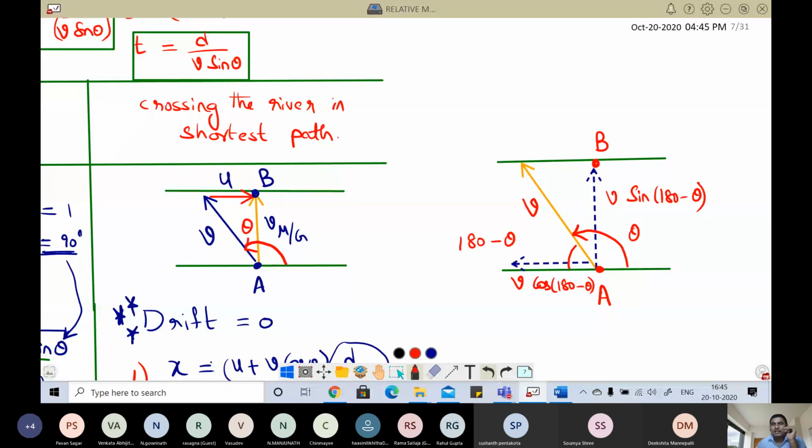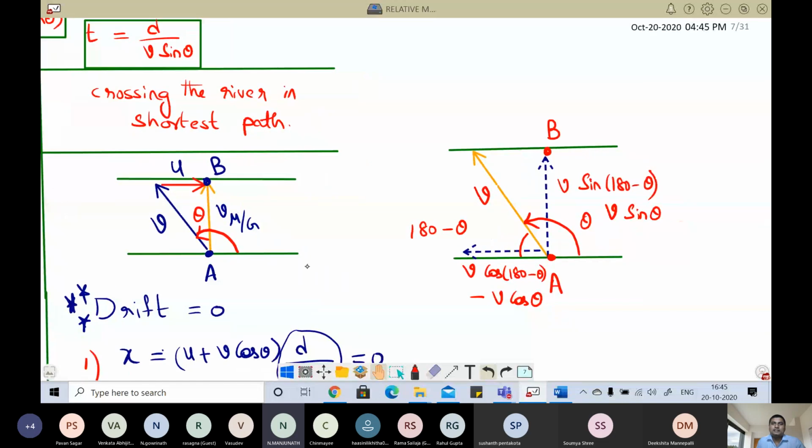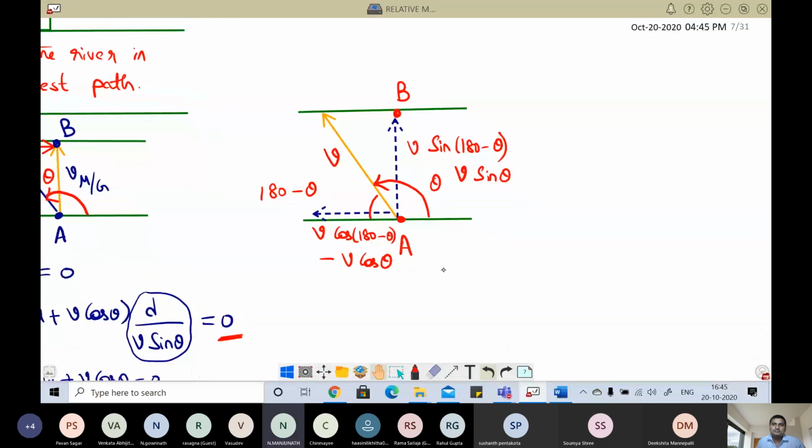Minus cos theta. Minus cos theta, very good. Okay, so therefore I'll write this as minus of V cos theta. And what is sin of 180 minus theta? Manjunath. Sir? What is sin of 180 minus theta? Minus sin theta.